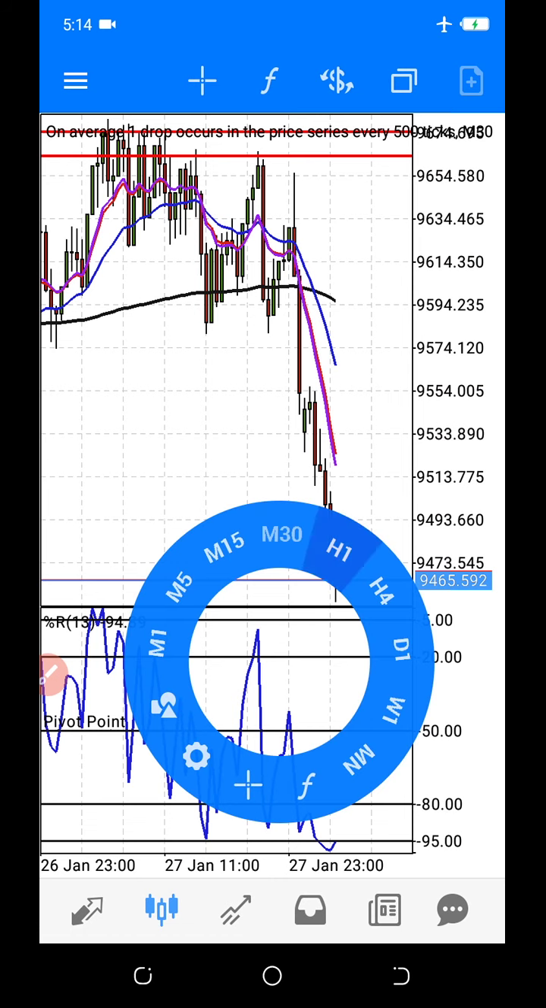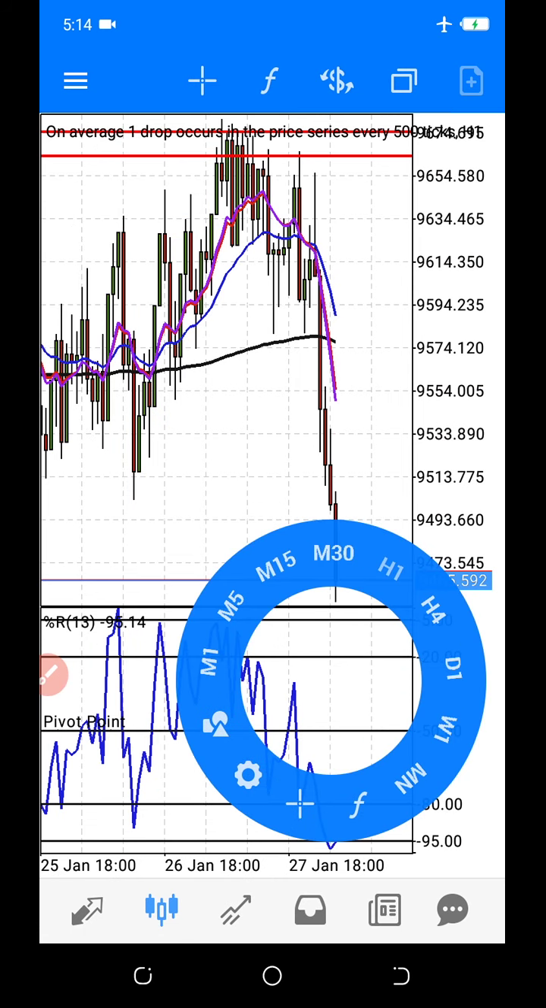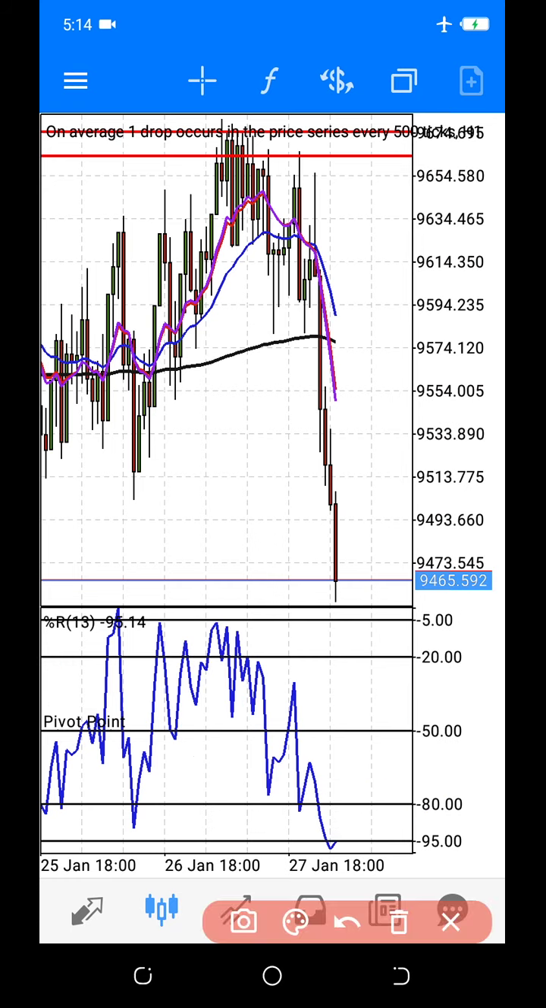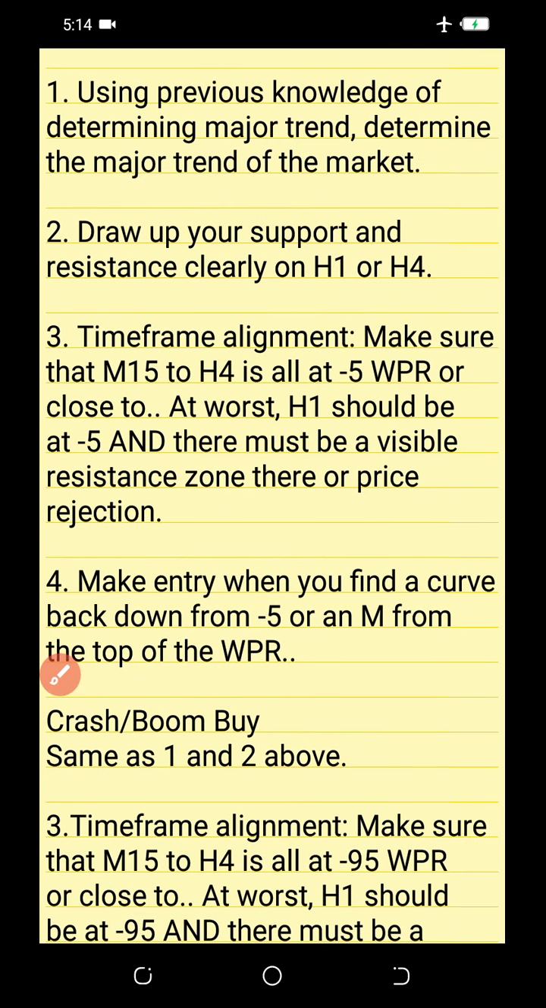So let's go to H1. It was when they finally aligned, and then they gave us this M there. That was when the thing started coming down. So if you have patience and you see this, be assured that you can sell. Now look at this. You see there is a curve back. Sorry, let's go back there again. So you make entry when you find a curve back down from -5, or an M from the top of the WPR.